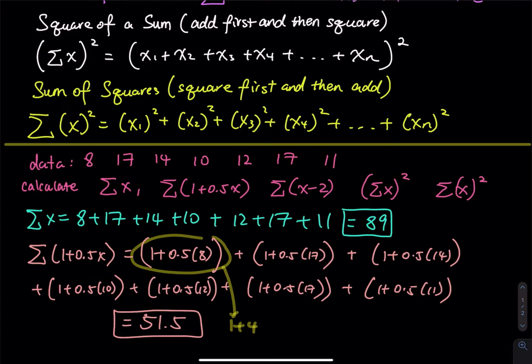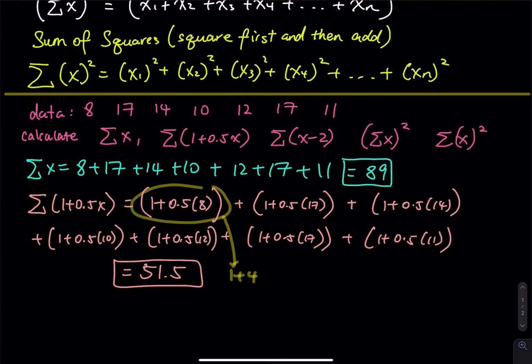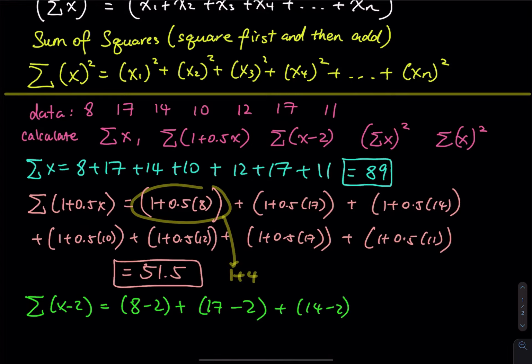How about the next one, x minus 2? So the next one, the sum of x minus 2. So you take the first number, 8 minus 2, and then you add the next number, 17 minus 2. Why do we add them? Because sigma means the sum, means you add them. And then 14 minus 2. So that means you take every single number, subtract 2 first, and then you add all the differences.